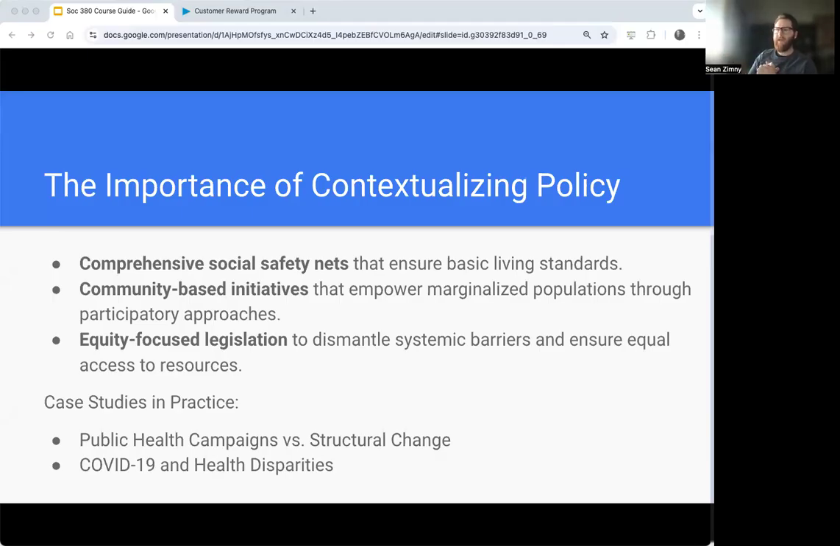Sociologists argue that effective policies have to incorporate those 3 things you see above there. Number 1, comprehensive social safety nets that ensure basic living standards. 2, community-based initiatives that empower marginalized populations through participatory approaches. So if I'm going to implement a new public health related initiative, I need to make sure that the populations I'm trying to support, especially those marginalized populations, are a part of the actual designing of that approach. And 3, equity-focused legislation to dismantle systemic barriers and ensure equal access to resources, making sure that everyone equitably has access to the type of resources that we're trying to provide that are going to improve health outcomes.